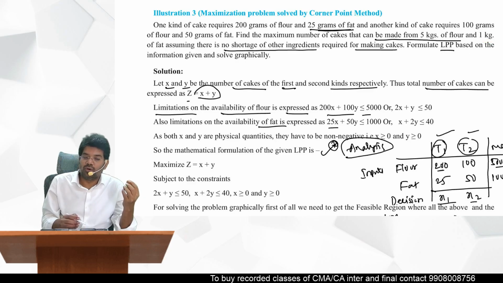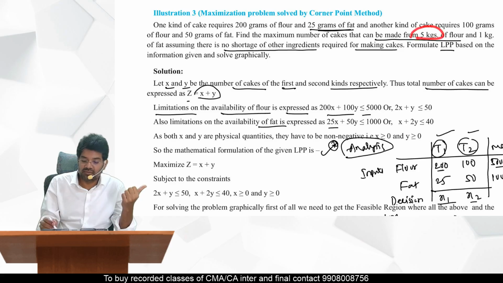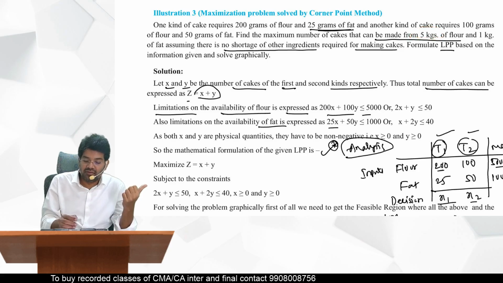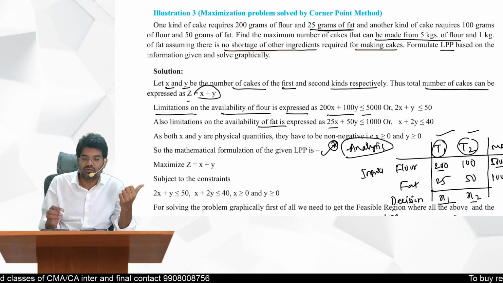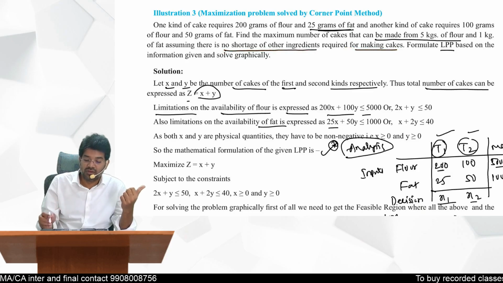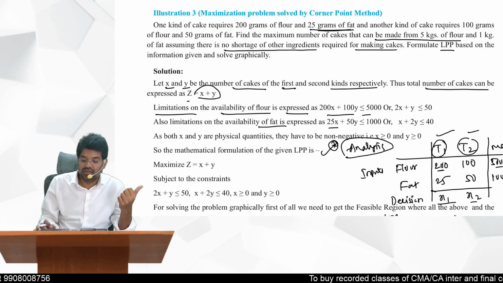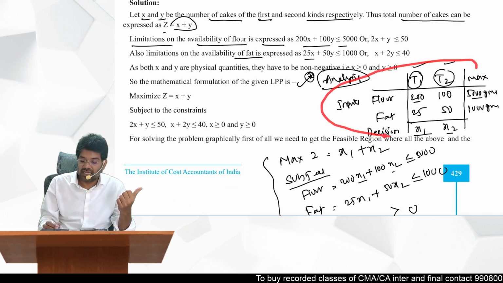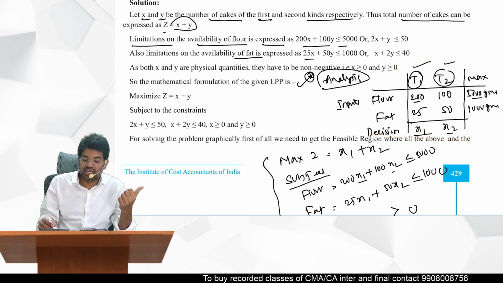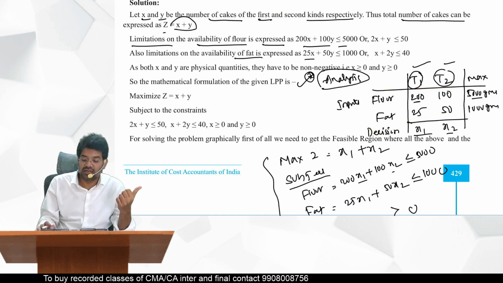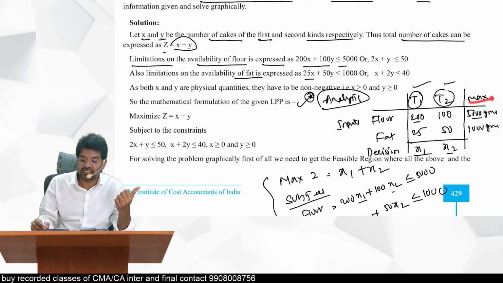What is the maximum quantity available? Flour is 5 kg, that is 5000 grams, and fat is 1 kg, that is 1000 grams. There is no shortage of other ingredients required for making the cakes, so only these are the two constraints we have. Formulate the LPP based on the information given and solve graphically. Analysis first: two cakes here, T1, T2, the inputs required are flour and fat. We have written 200 grams, 100 grams for flour, and 25 grams, 50 grams for fat.